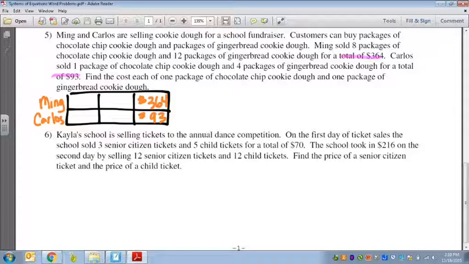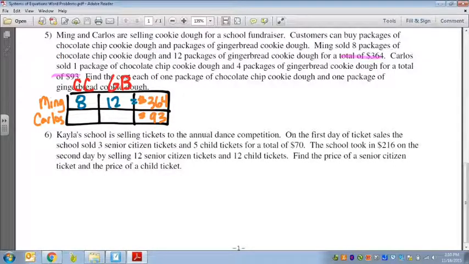But what did they sell? They sold packages of chocolate chip cookies, so I'll put CC, and gingerbread cookies, so GB. Okay? And when I make this table, it kind of makes it like a Punnett square, if you will. And what we do is we fill in the boxes like a Punnett square. So how many chocolate chip cookie doughs did Ming sell? Well, it says 8. 8 packages. Okay. How many gingerbread cookie doughs did Ming sell? It says 12.